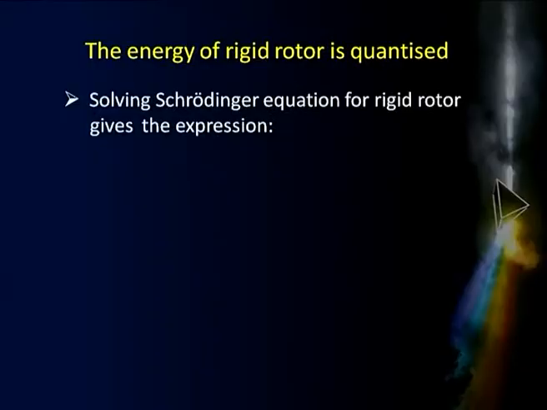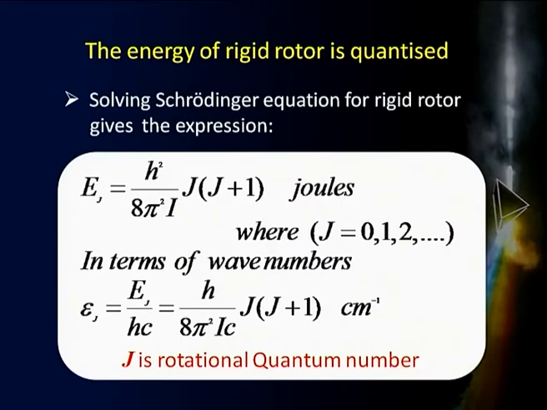But what we need to know is that if I try to handle the problem of the rigid rotor in terms of the quantum mechanical approach, I will get an expression of the kind E j equal to h square by 8 pi square I, into j into j plus 1, joules. What it means is that energy is quantized and j happens to be the rotational quantum number. And you will see why we spent time on working out an expression for moment of inertia, because that is going to figure into this energy expression. That is why we spent time on that.